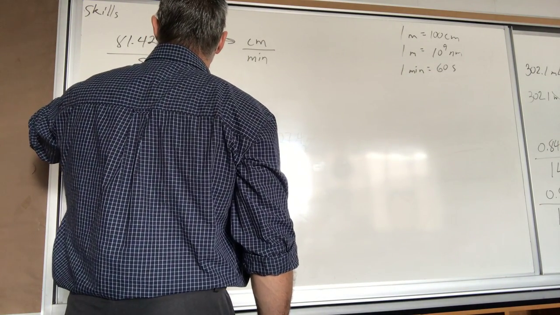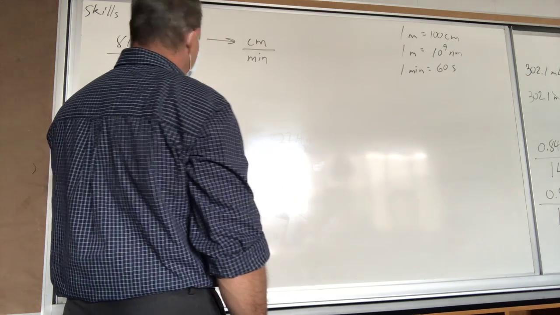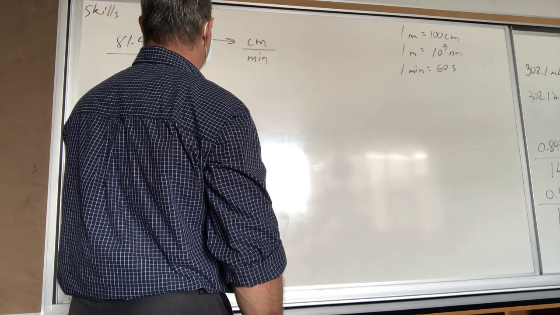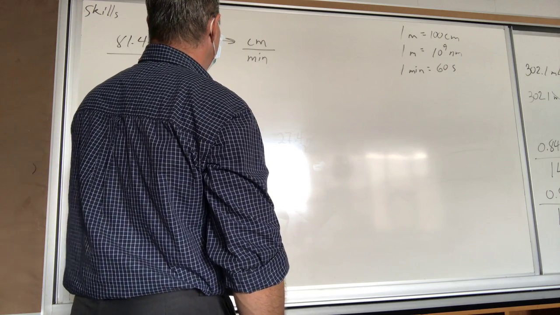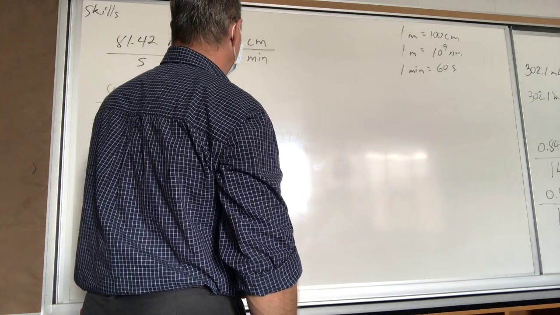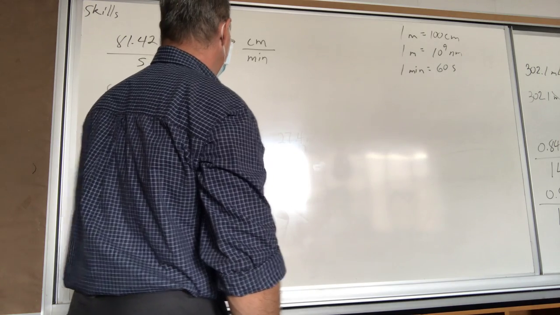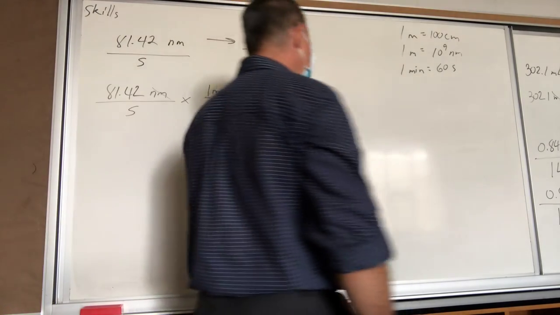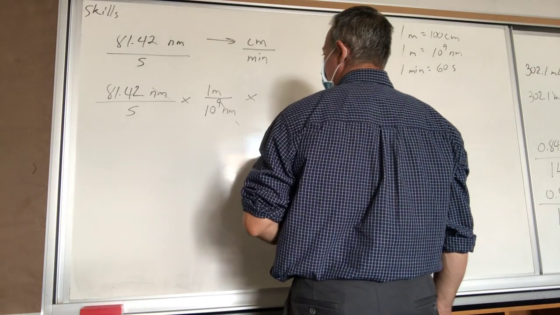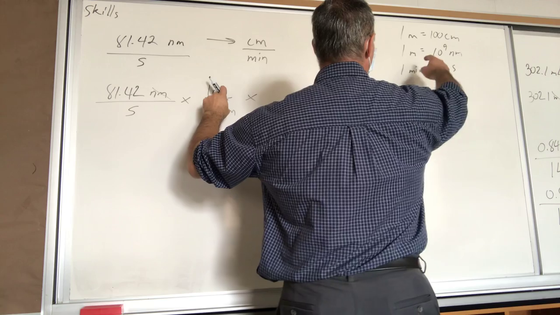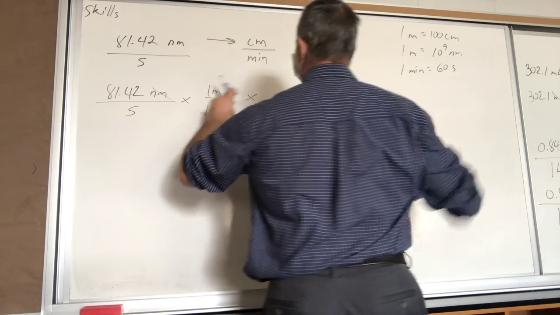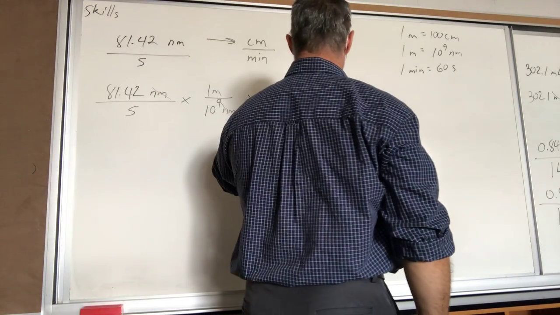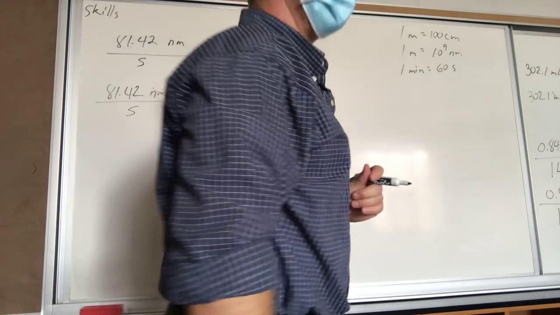So 81.42 nanometers, and I want to put nanometers where to get rid of it? On the bottom. So I'm going to say times 1 meter per 10 to the 9 nanometers, because there's a billion nanometers in a meter. That allows me to cancel nanometers. Don't worry about the numbers for now. We're only dealing with units right now. Now I want to get rid of meters and turn it into centimeters. Where am I going to put meters? On the bottom. So it's going to have 1 meter on the bottom. How many centimeters are in the meter?